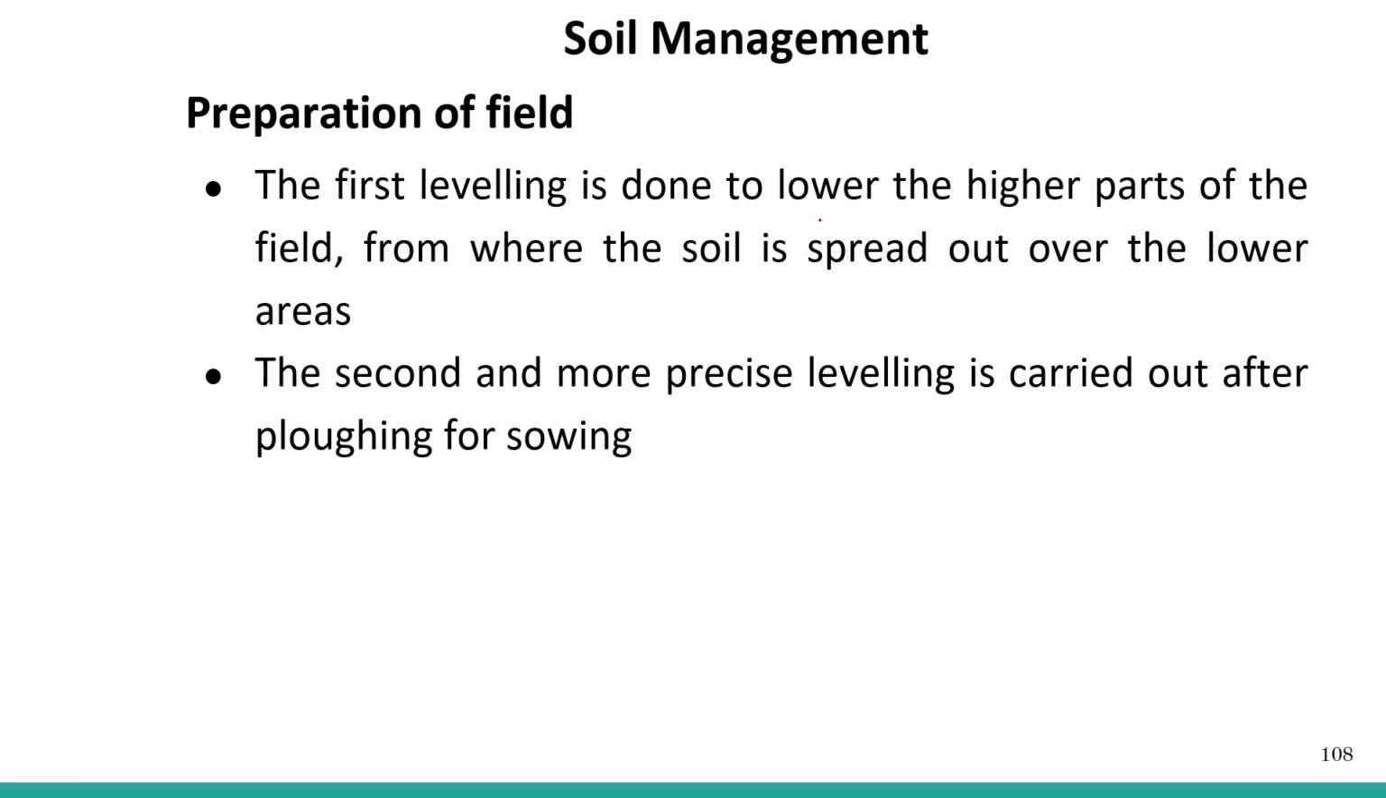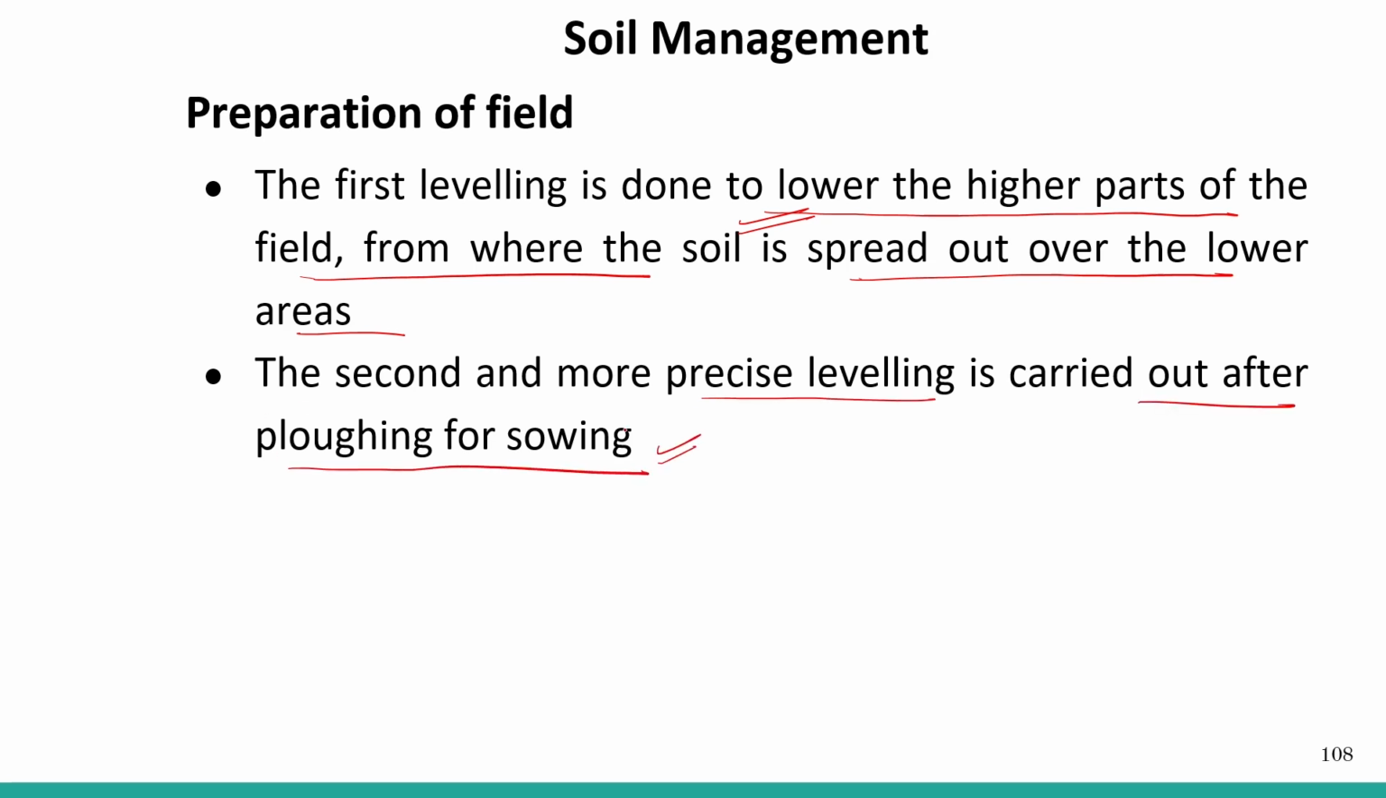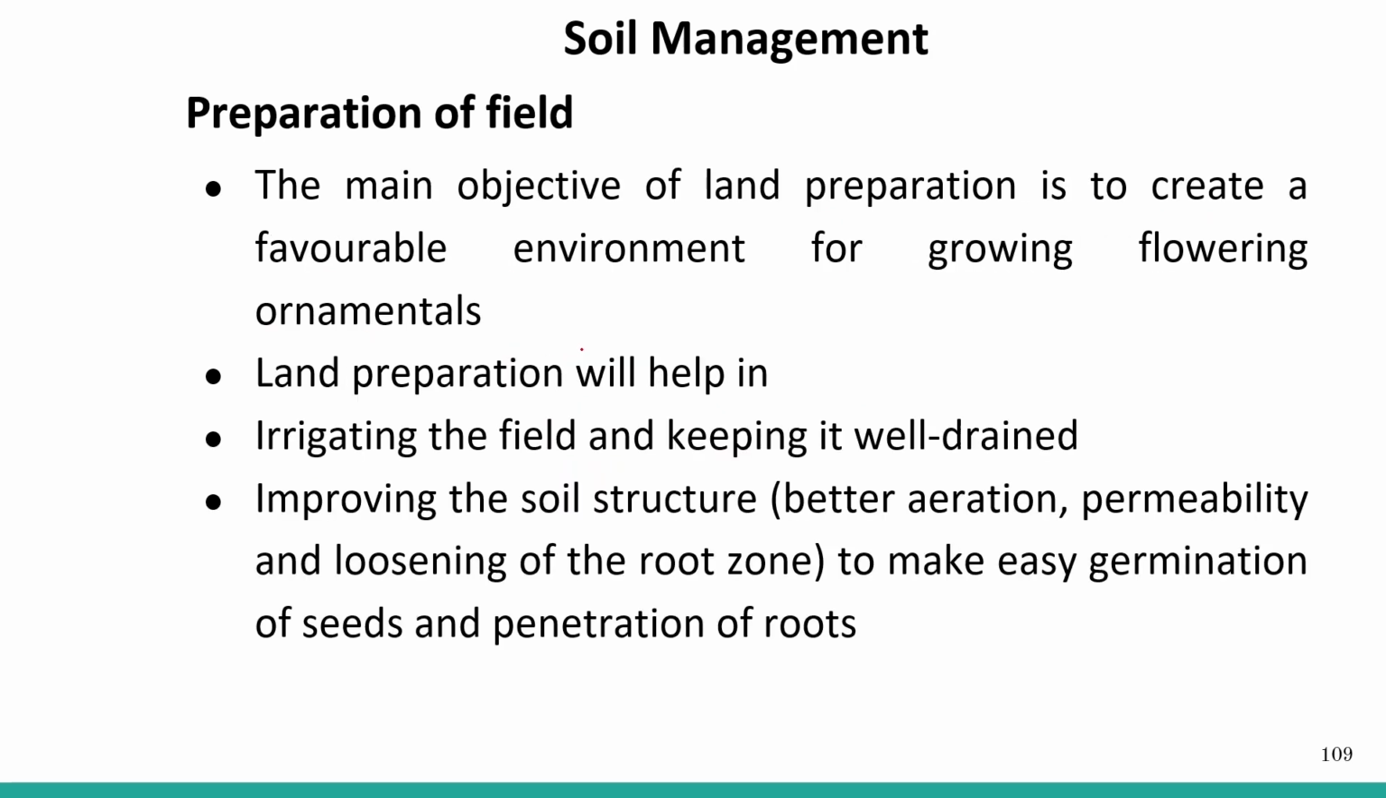The first leveling is done to lower the higher parts of the field, from where the soil is spread out over the lower area. So there are some upper and lower areas in the field, so that should be kept at one particular level. The second, more precise leveling is carried out after the plowing for sowing. So once the sowing is done, then also the leveling should be done. So that is called the second leveling.